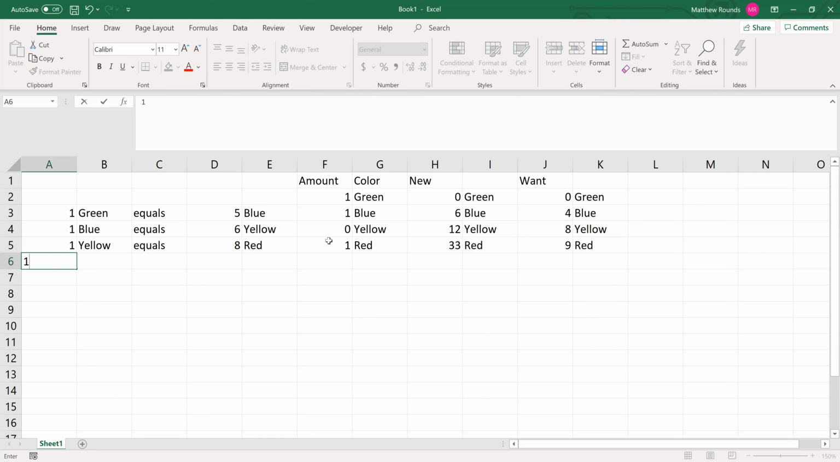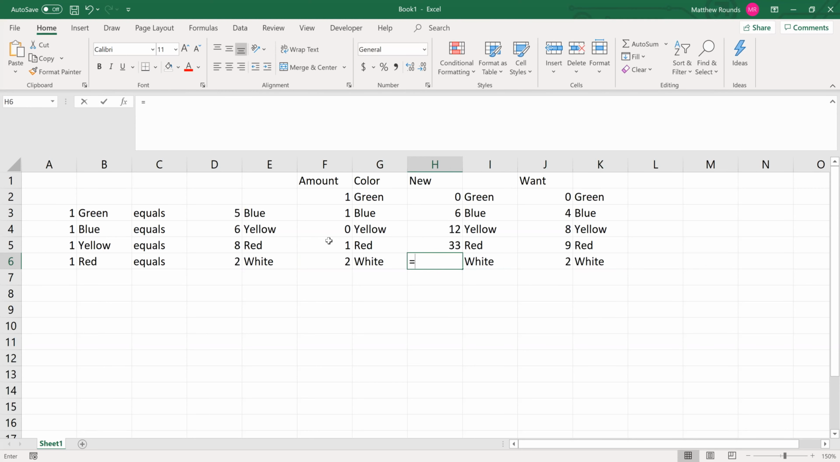And then 1 red equals, I'm going to make up a number, I'm just going to go 2 white. And how many whites do I have? I have 2 whites, but I want 2. I want 2 whites. And so I'm going to cash in all my reds times this number plus that number. So I have 50 whites.